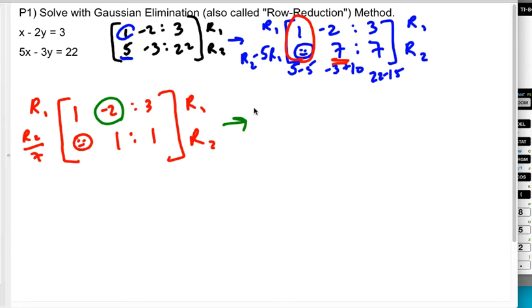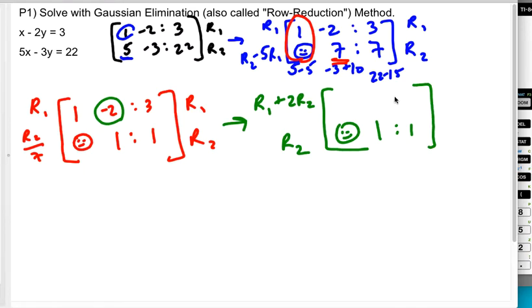So I'm going to take my row 1, and I'm going to add 2 of row 2. And I'm going to leave row 2 alone because it's totally fine. When I do this, my row 1 plus 2 of row 2, well, that's going to be a 1 plus a 0, so that's still a 1. This is going to be a negative 2 plus a 2, so that's my 0 that I wanted, right? And then this is going to be my row 1 plus 2 of row 2, so that's going to be a 5. So my final answer ends up being that x is 5 and y is 1.